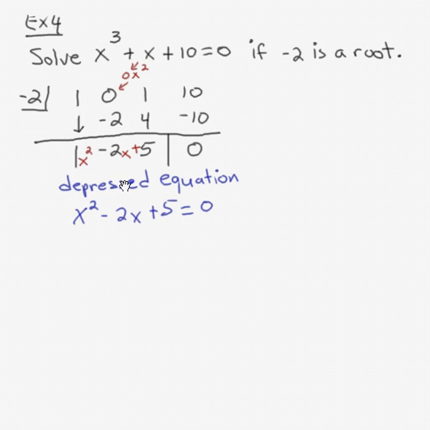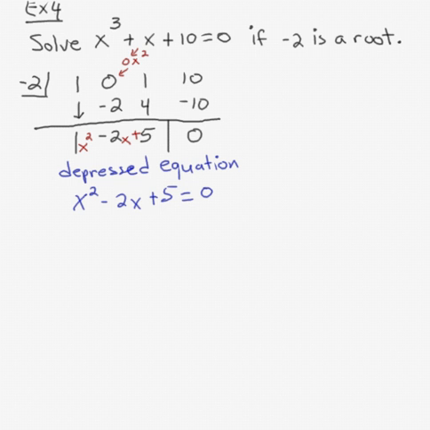Sounds kind of funny. We call it a depressed equation. No, it doesn't need to see a psychologist and work out its troubles. It's a depressed equation because it started out as x cubed. Now it's down to x squared. Maybe that's why it's depressed, lost some of its powers. But we know now how to solve quadratic equations. We learned factoring, completing the square, quadratic formula. So let's solve x squared minus 2x plus 5 to find my other 2 answers of the 3 that we're looking for. If we use the quadratic formula, a is 1, b is negative 2, c is 5.